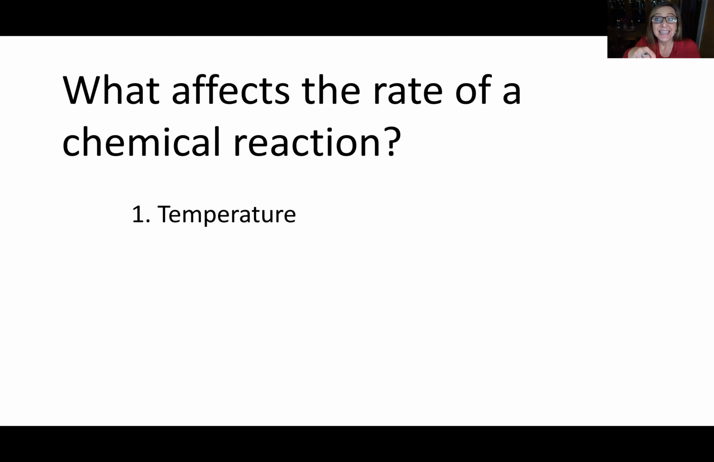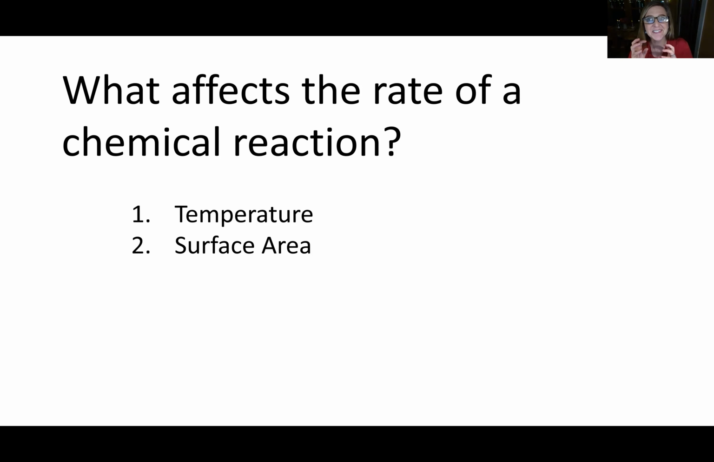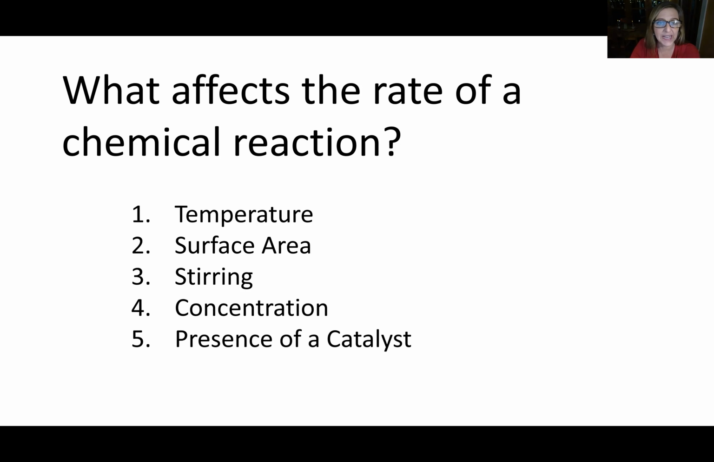Well, increasing the temperature or decreasing the temperature might affect the speed or how quickly a chemical reaction occurs. The surface area, how many sides are exposed, is going to affect it. Stirring or mixing might speed up a reaction. The concentration, if we have a very strong solution, we're going to get a faster reaction. In the presence of something called a catalyst. And a catalyst is a substance that causes a reaction to speed up when we add it.